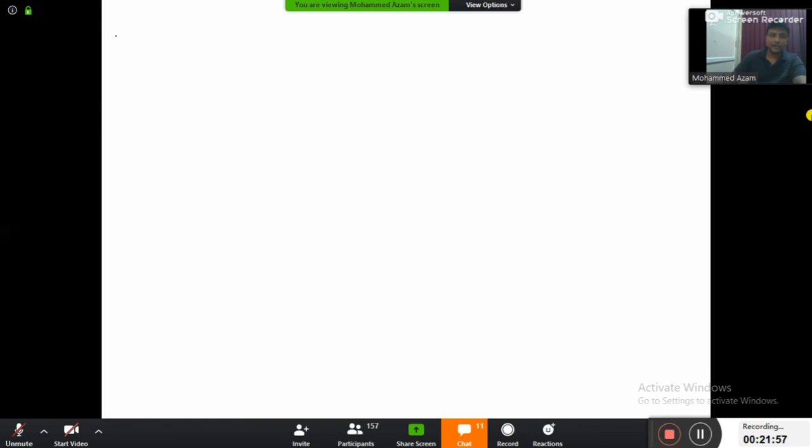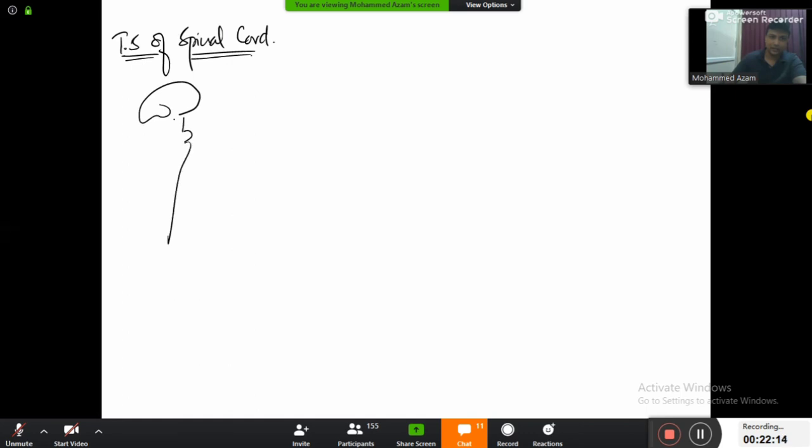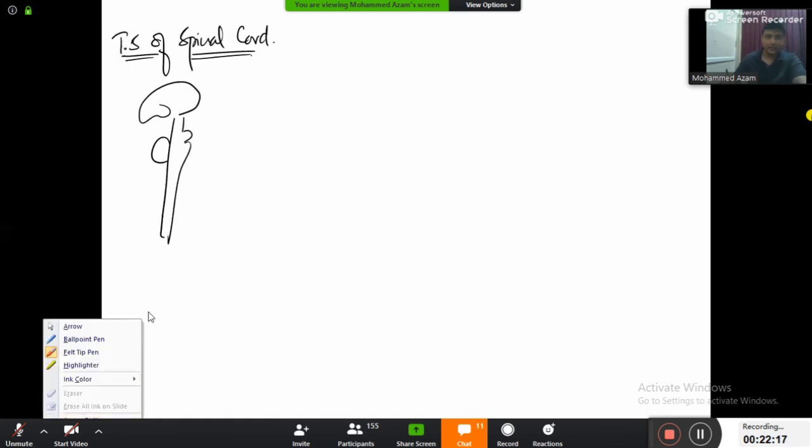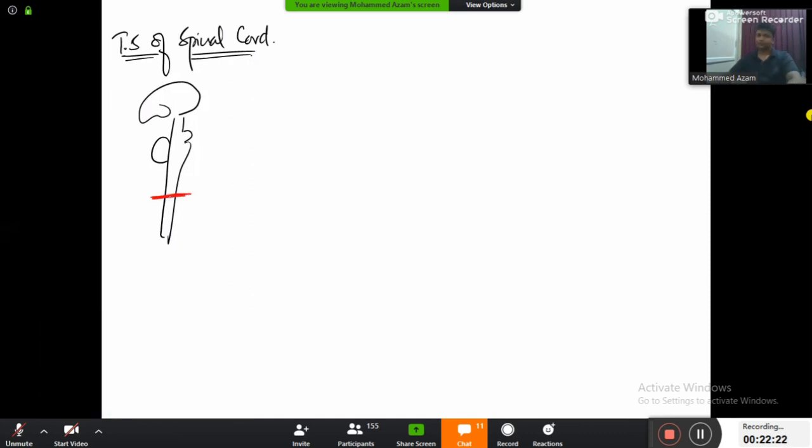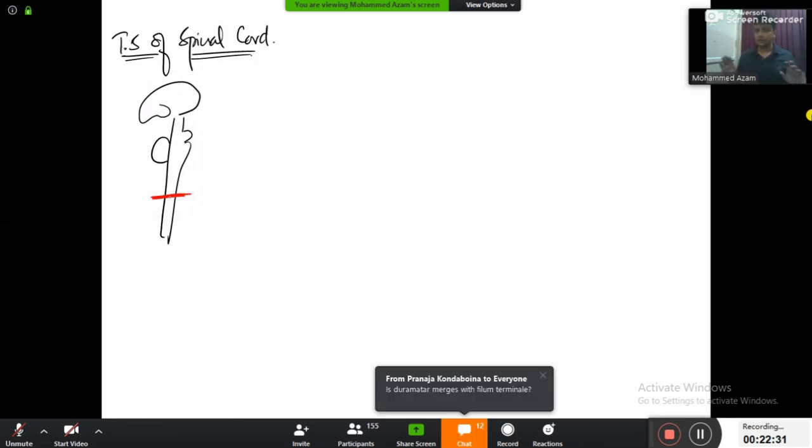So please write the heading: transverse section of spinal cord. Okay, so let us see the spinal cord from inside, guys. This will be your brain here, and this will be the spinal cord, and now we are going to take a transverse section. As I told you yesterday also, in my class we are not going to rush. Let's study slowly.